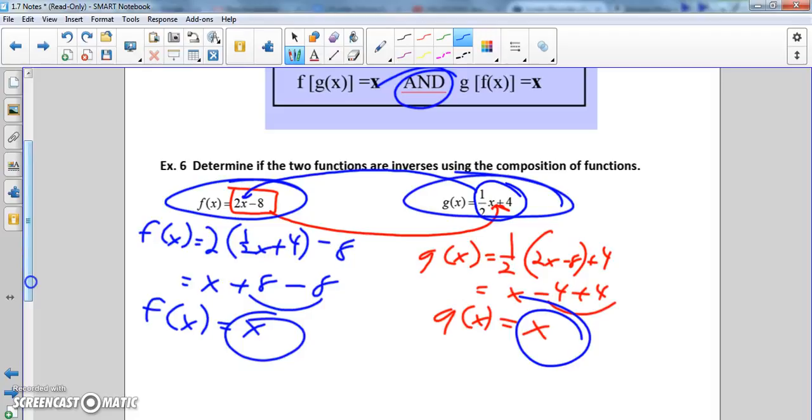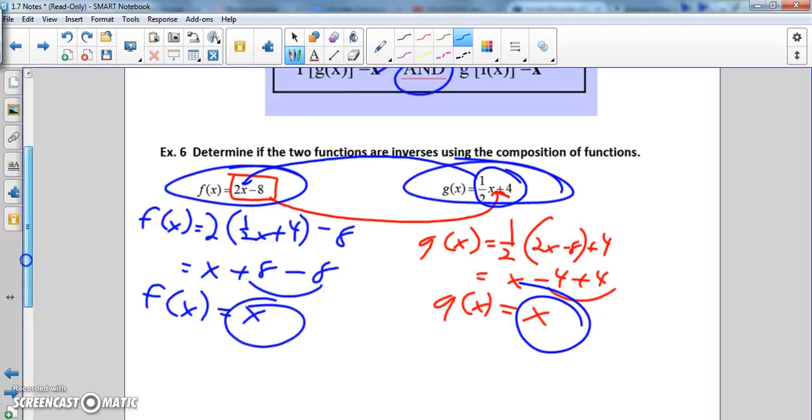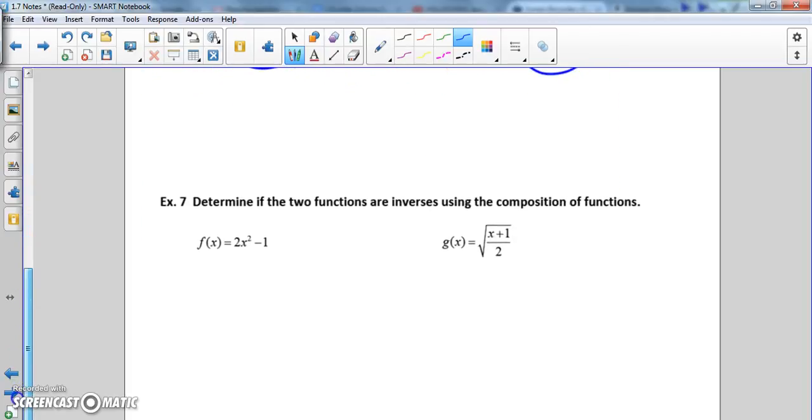Now remember, we could do the other process where we take y equals 2x minus 8, switch the x and the y, and do that. And we could do the same thing with 1/2 x plus 4. But this is a very quick way to test if these two are inverses of one another. So we're going to do the same thing here.